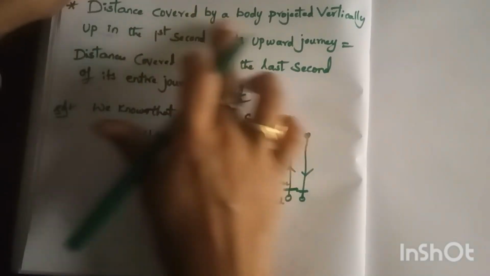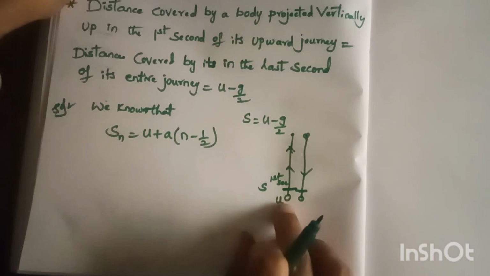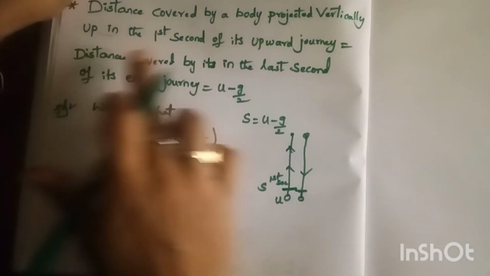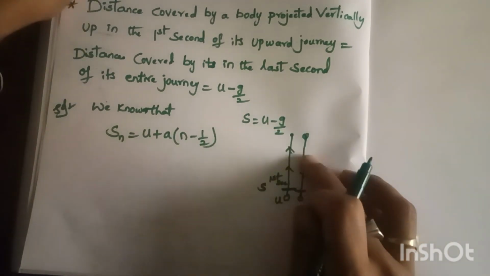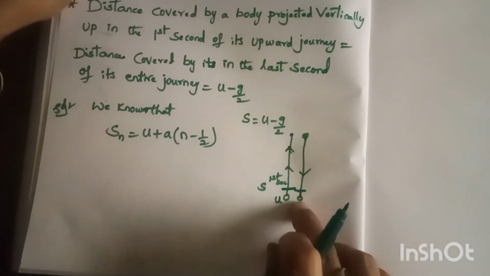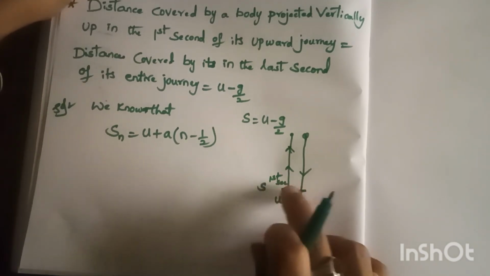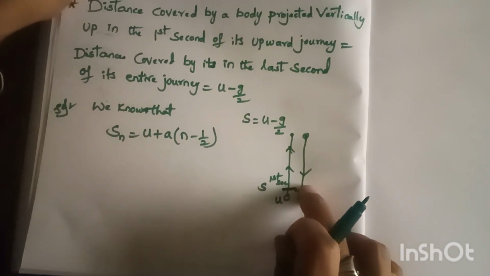So the distance covered by the body projected vertically upward in the first second of its upward journey is equal to the distance covered by it, by the same object, in the last second of the entire journey. This is the entire journey, this is the last second. These two distances will be same. So now we are going to prove that.